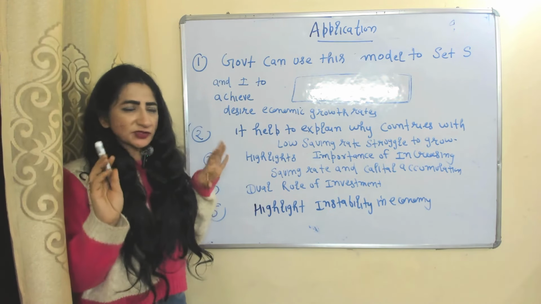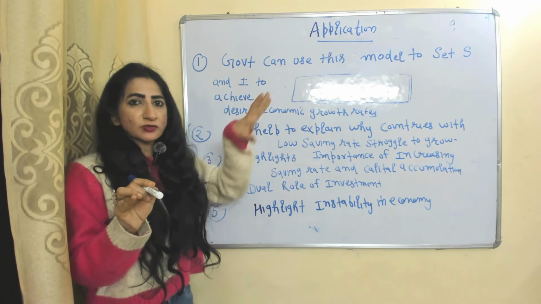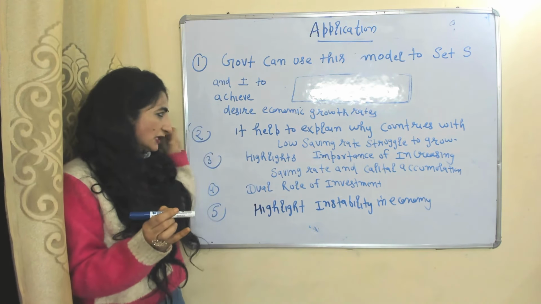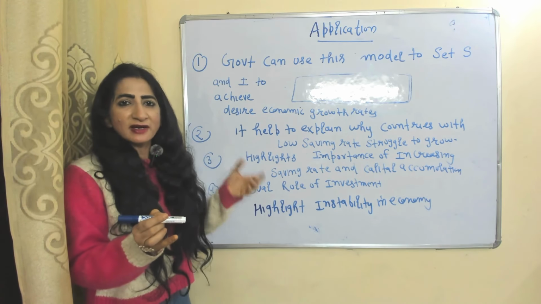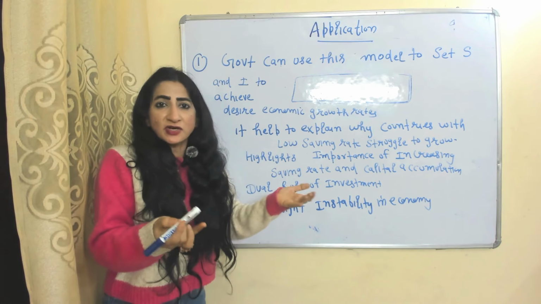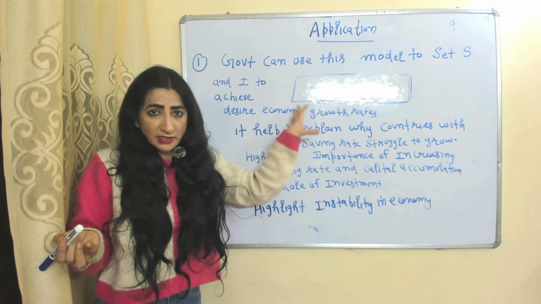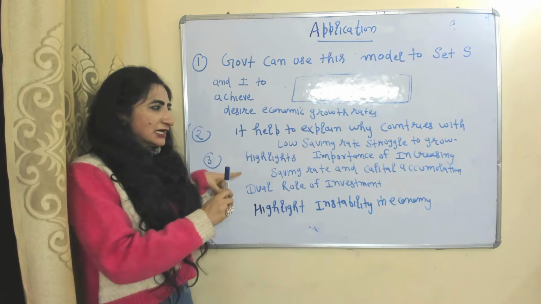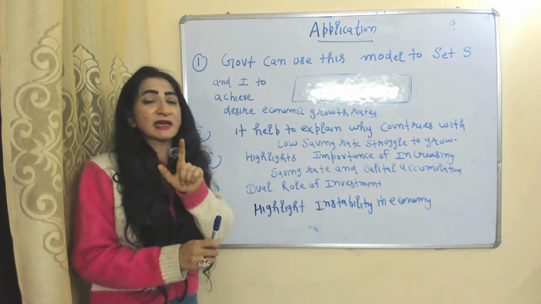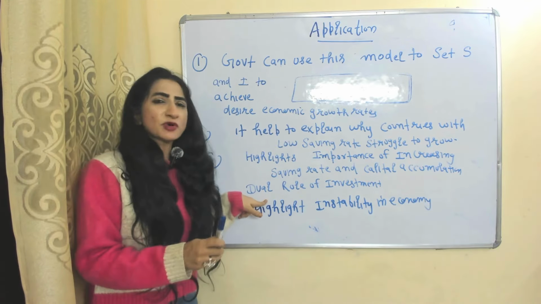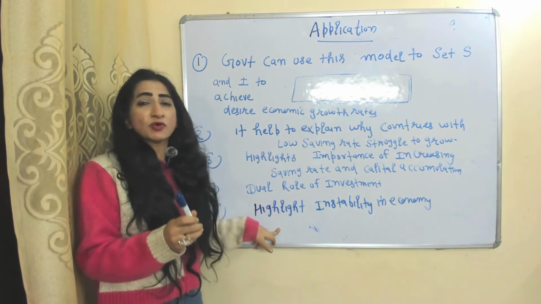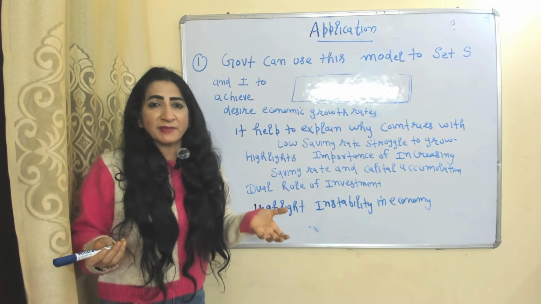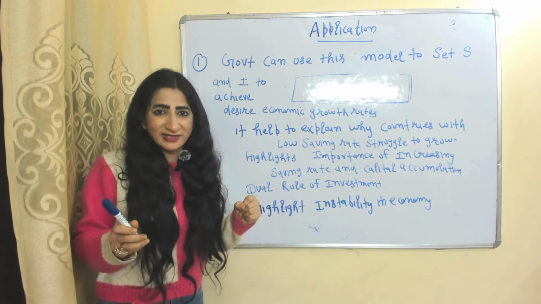Now we will see applications of this model. Government can use this model to set saving and investment targets in order to achieve the desired economic growth rate. This model explains why countries with a low saving rate struggle to grow. Obviously, saving is very important. According to this model, through saving we can accumulate capital. This model highlights the importance of increasing the saving rate and capital accumulation for economic growth. This model explains the dual role of investment. This model highlights instability in the economy. For example, it highlights what will happen when the actual growth rate is more than the warranted growth rate.